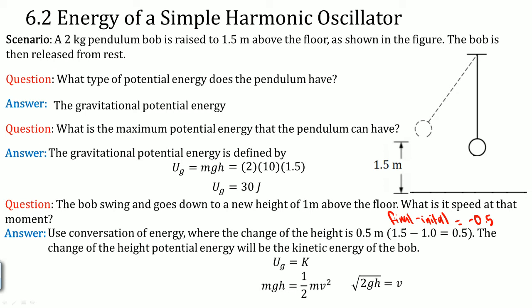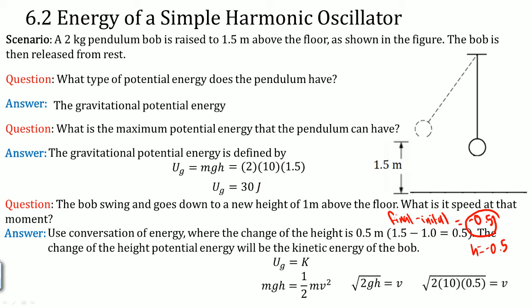Notice that if you use this height value equal to negative 0.5, it's going to hurt this equation, because you can't take the square root of a negative number and get real solutions. That's the reason why I did it this way. So that change in height is really 0.5. That's how much the height changed. So ignore the negative.